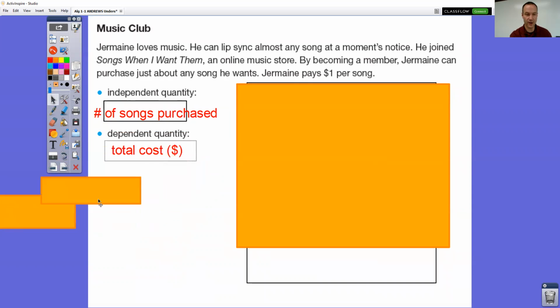So this one's a little bit weird as well. The independent quantity is not time, but the number of songs purchased, just like it was the number of cuts in the rope one. So the number of songs purchased is the independent. What is changing is the cost, because the dependent depends on the independent. The total cost depends on the number of songs purchased.